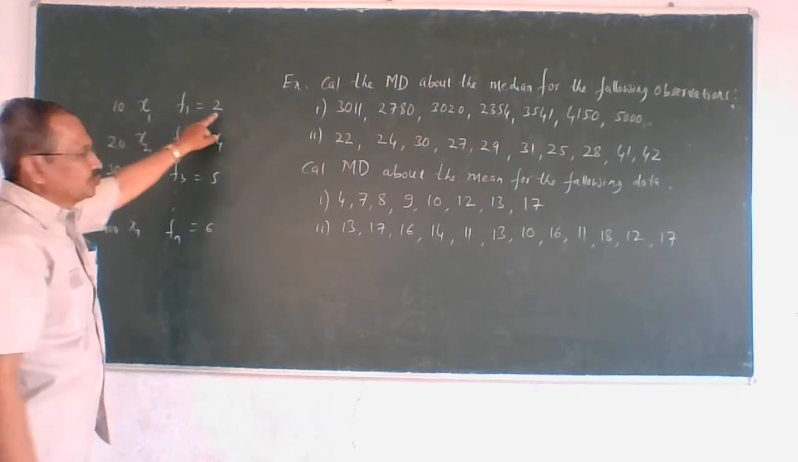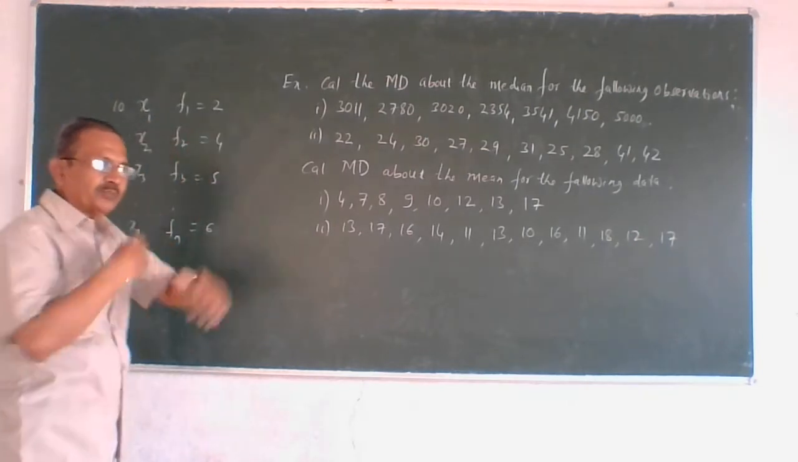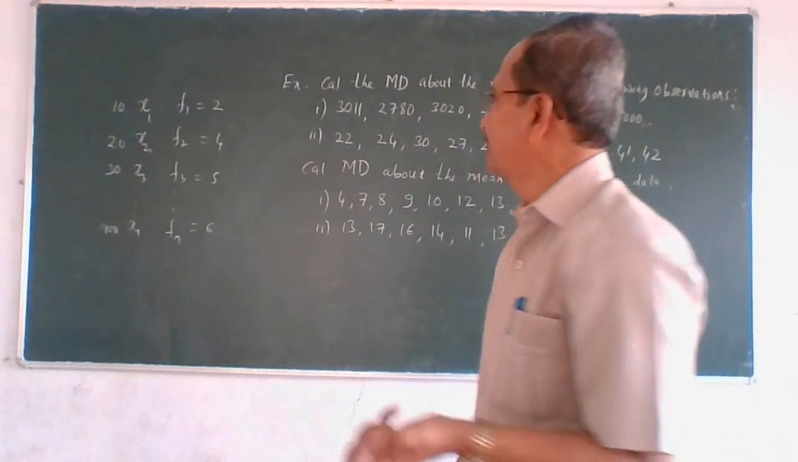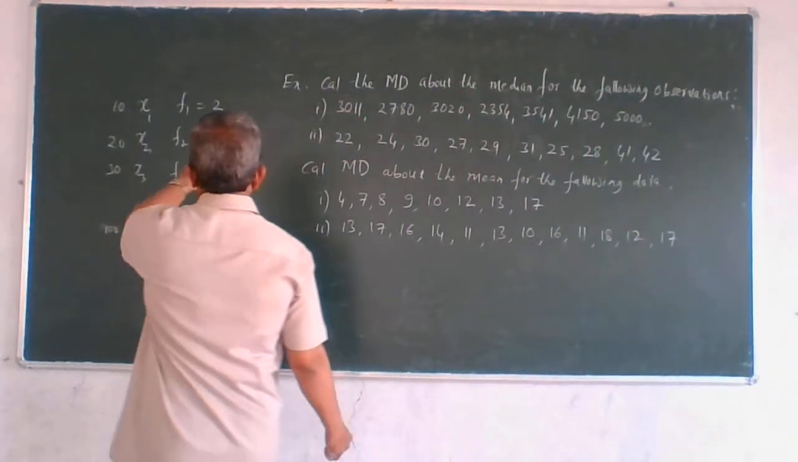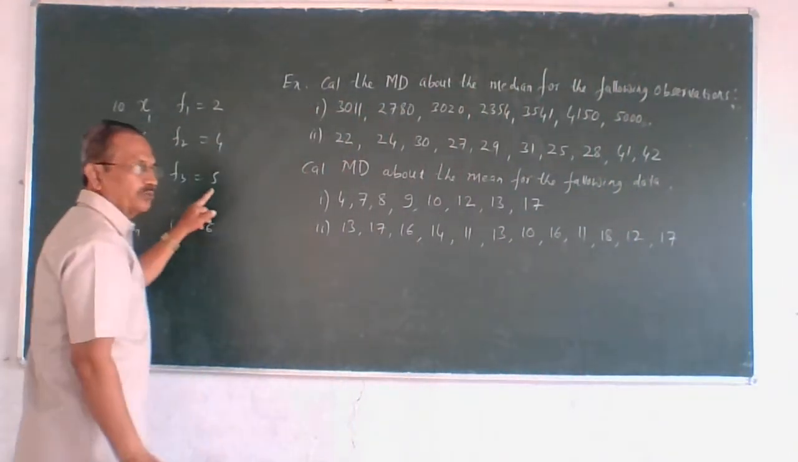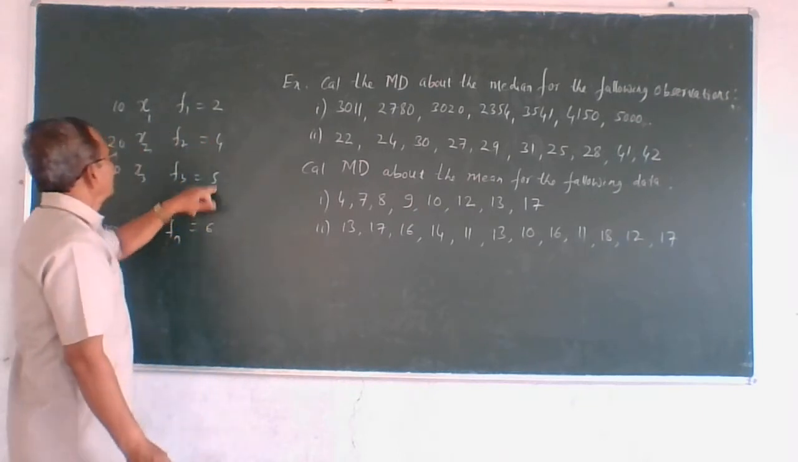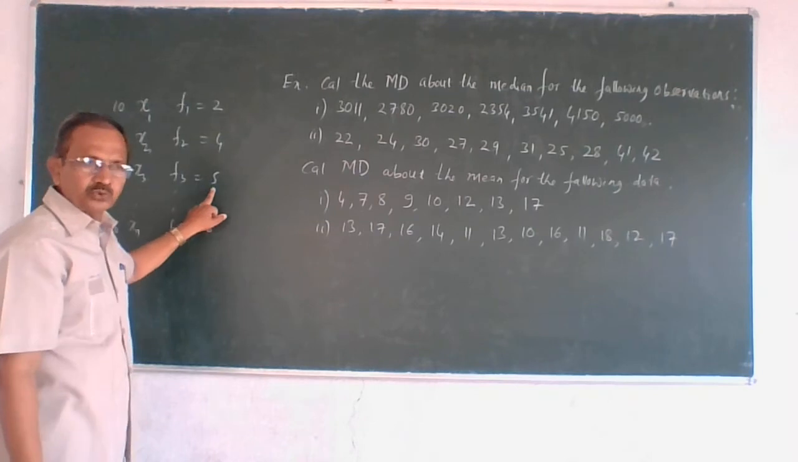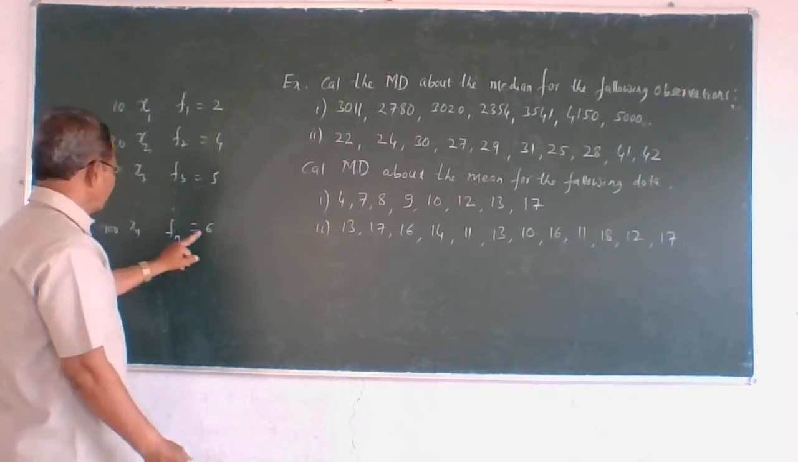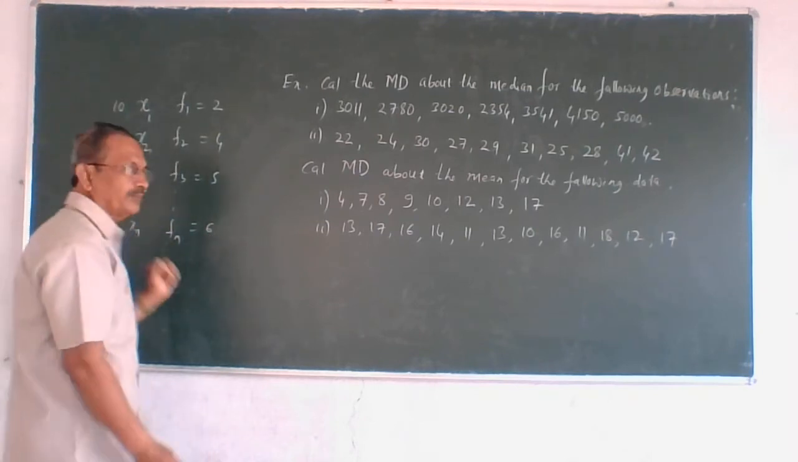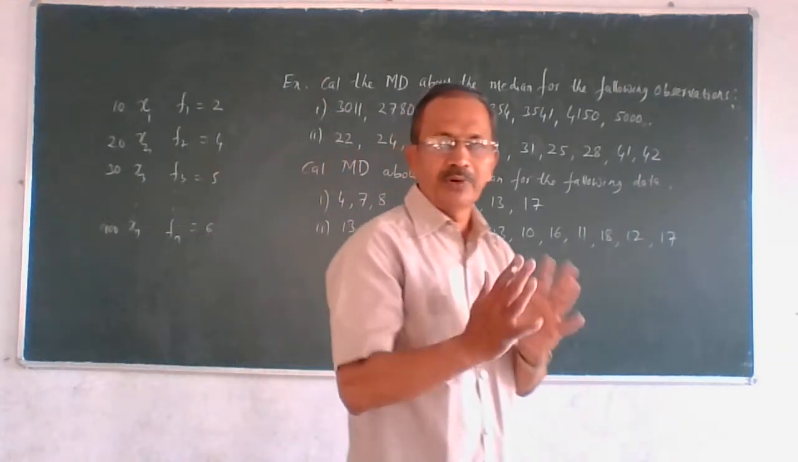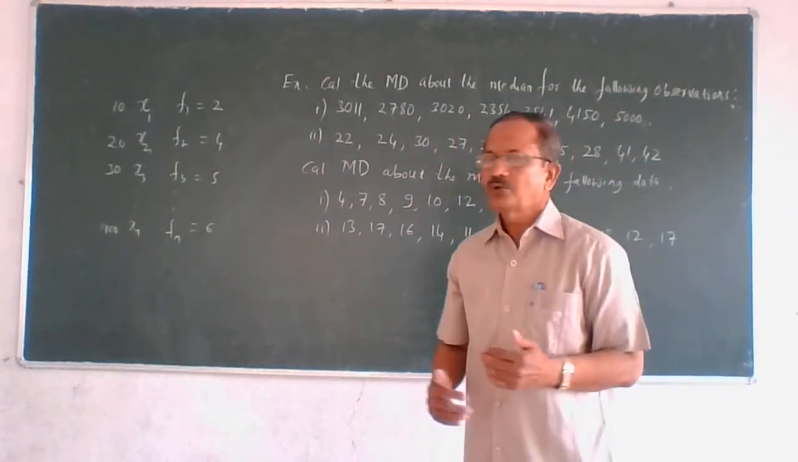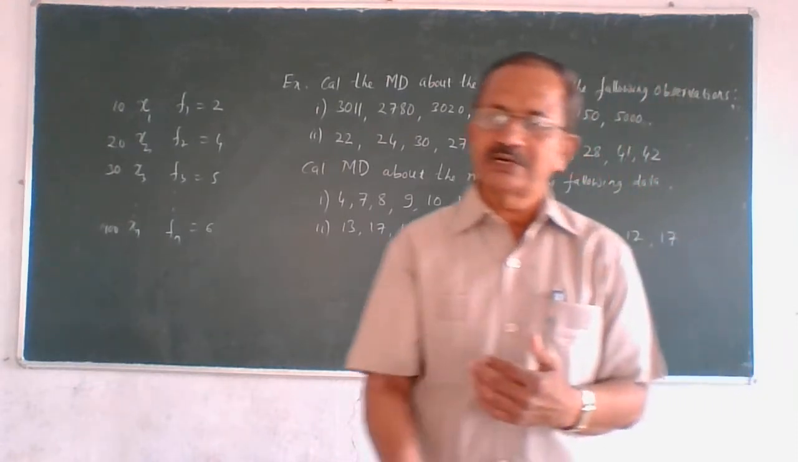10 has occurred 2 times. Frequency is the number of times that observation occurs. That is called the frequency. 20 has occurred 4 times. 30 has occurred 5 times. Or 2 students have secured 10 marks, 5 students have secured 30 marks, 6 students have secured 100 marks. The number of times that an observation repeats, or how frequently an observation occurs.